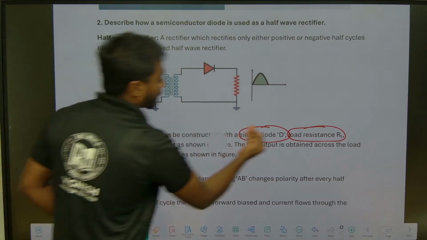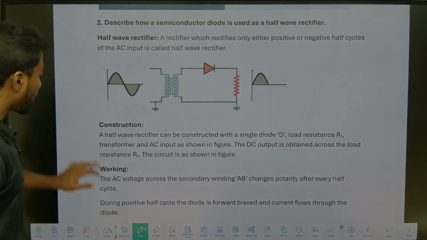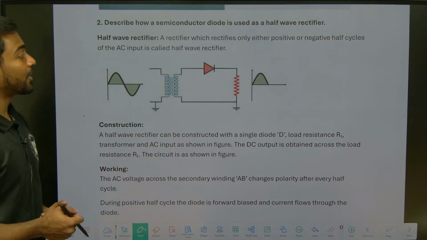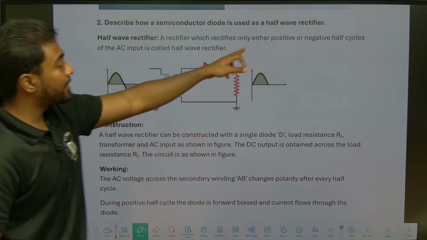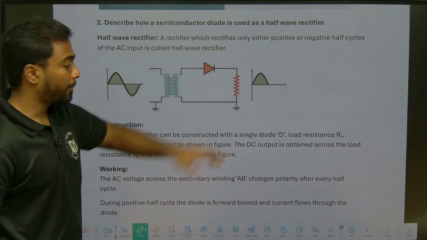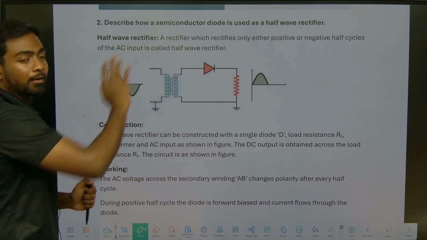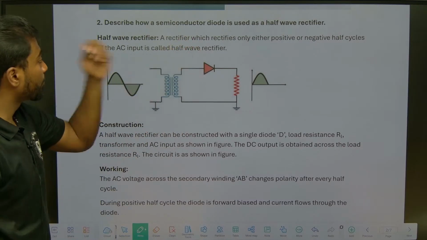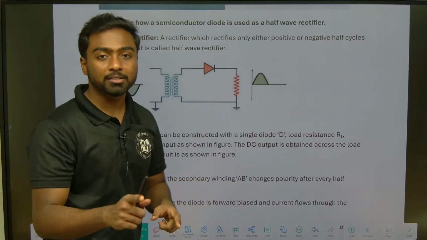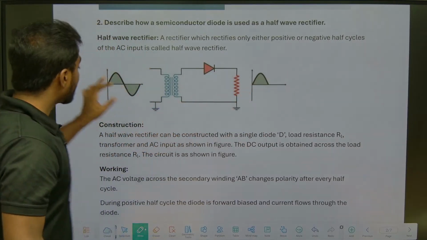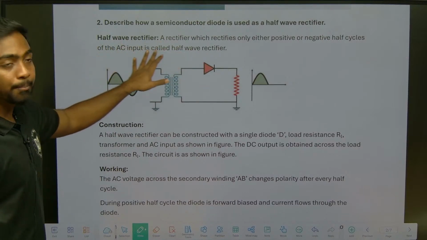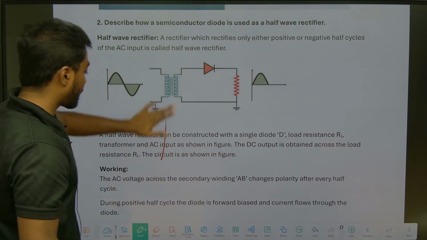Now if we see the working, first of all, a rectifier which rectifies only either the positive or the negative half cycle of the AC input is called a half wave rectifier. So construction we know, and what is the meaning of half wave rectifier also we know.